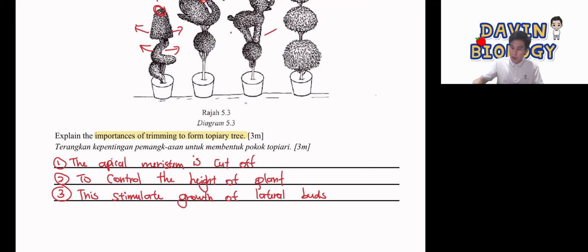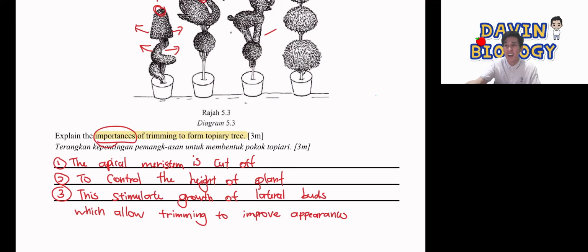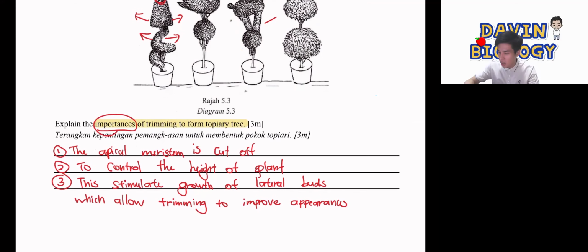Growth of lateral buds, which allow trimming to improve the appearance of the plant. So one of the main importance is basically to make it pretty. And people will come here and post stories, more Instagrammable. That's the whole point of it, basically.